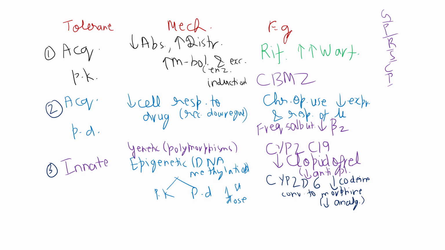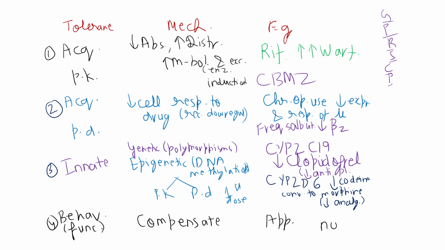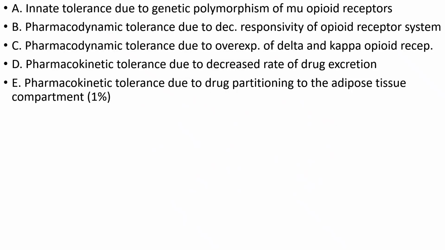Last but not the least, behavioral or functional tolerance. This is the ability to compensate for drug-induced impairment through learning and practice, like maintaining appearance and mannerisms to appear non-intoxicated at all. Some people come to work at our hospital after drinking alcohol and look perfectly fine, because they have become habituated to it.